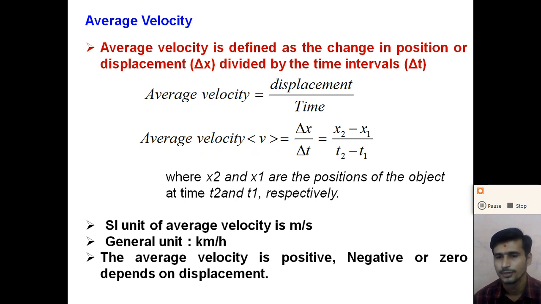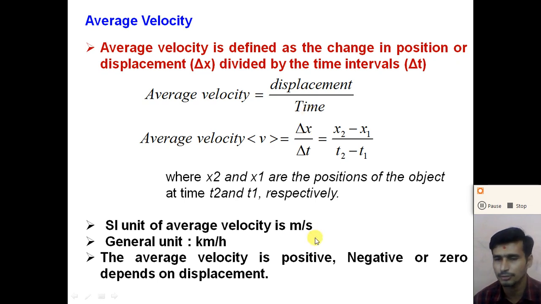So if at time t1 the position of the object is x1 and at time t2 the position of the object is x2, then the change in the position is x2 minus x1, divided by the change in the time, t2 minus t1. So the average velocity v is equal to final position minus initial position divided by final time minus initial time, or we can say that the average velocity is equal to displacement divided by time interval.